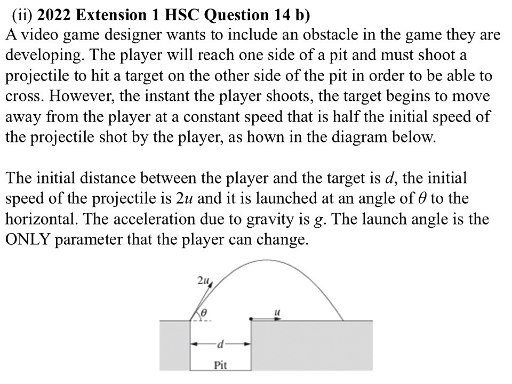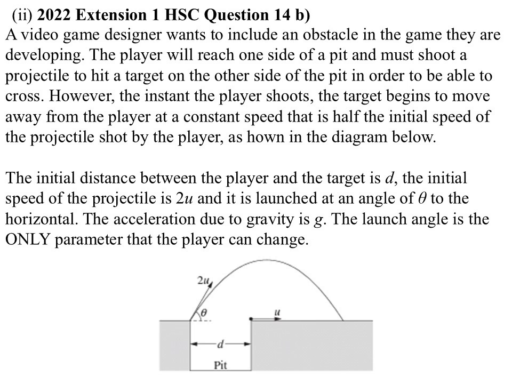A video game designer has got this game. He wants to include an obstacle in the game. The player reaches one side of a pit and is going to shoot a projectile to hit a target on the other side of the pit. And if it hits it, I guess some bridge opens up and the player can cross the pit or something like that. However, the instant they shoot, the target starts moving.